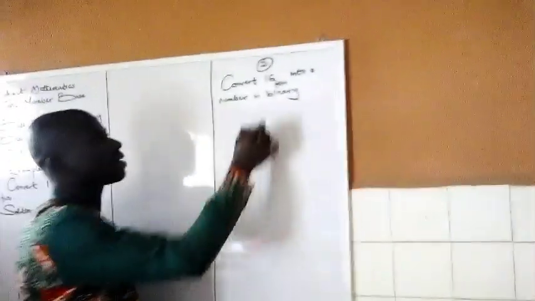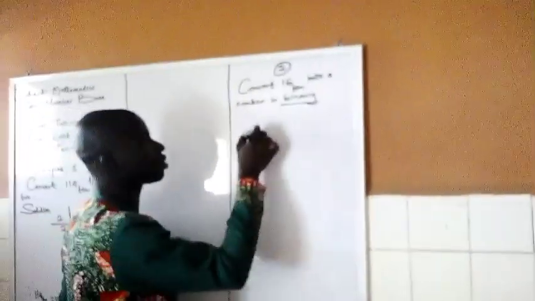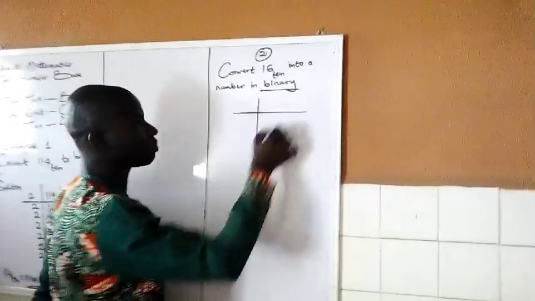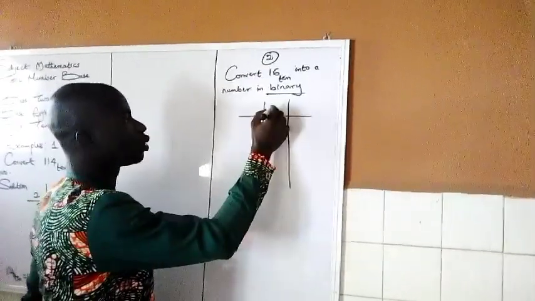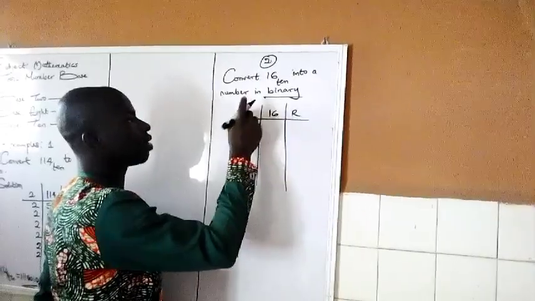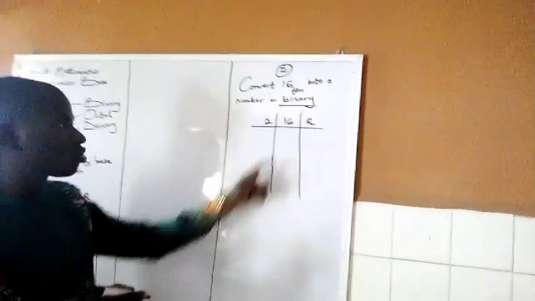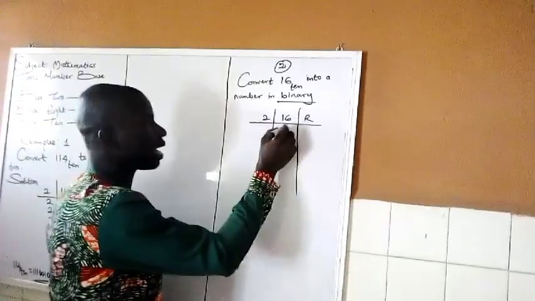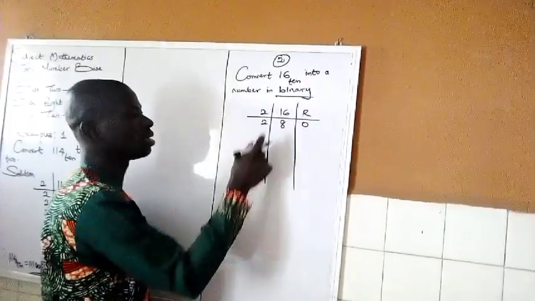So you know what binary is all about. What's that? Base 2. God bless you. So we have our table being prepared. Then what do we have there? You put your 16 in the middle, your remainder here, and then the number you are converting to, which is 2. Then 2 in 16, 8. Remainder what? 0. You put 2 again.